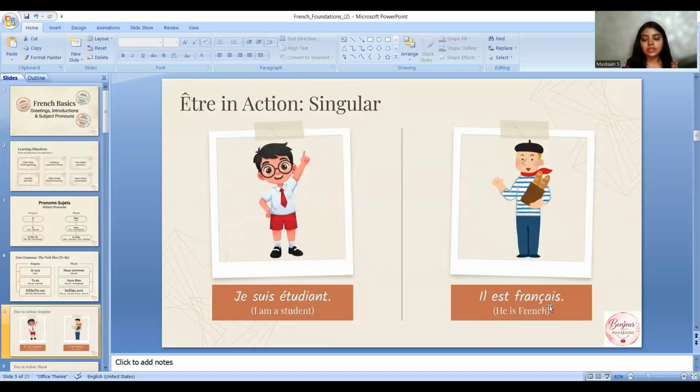Next is il est français. Il est français means he is French. Il est means he is, français means French. So it will be he is French. First is je suis étudiant, I'm a student. And second is il est français, he is French.